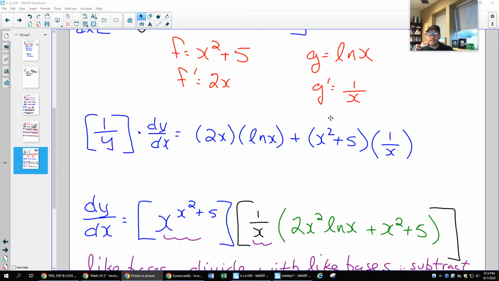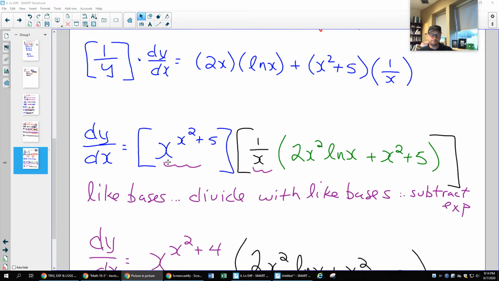How do you clean this up? Well, common factoring is you take out the lowest exponent, right? Take out the -1. There's nothing common for numbers. This is a 2, this is a 1, so nothing for numbers. Just factor out the 1 over x. So when you factor out a 1 over x, 2x becomes 2x squared. This natural log of x doesn't factor out. This x squared plus 5 doesn't factor out. You're factoring from the 1 over x and you're factoring from the 2x, right?